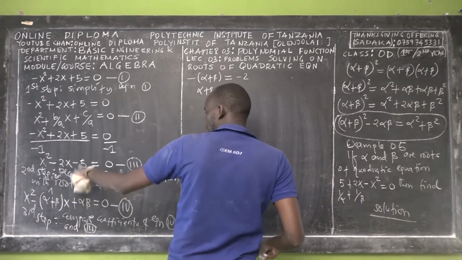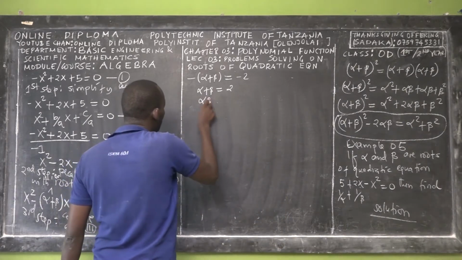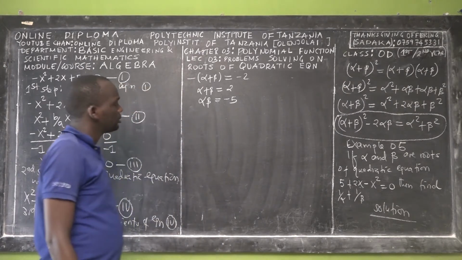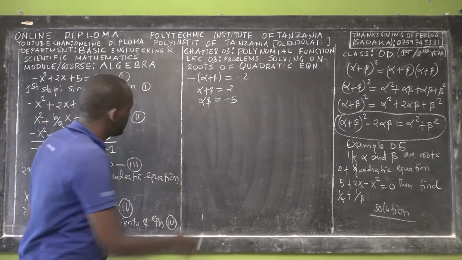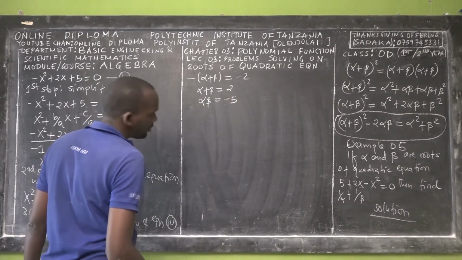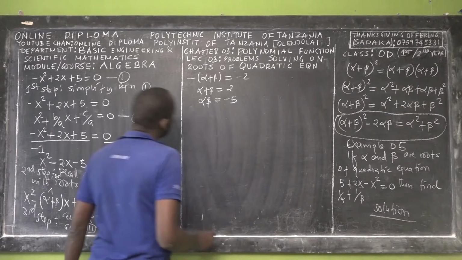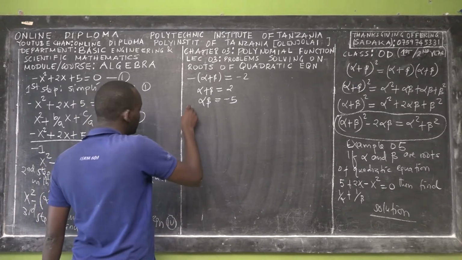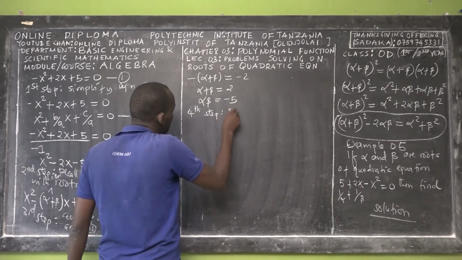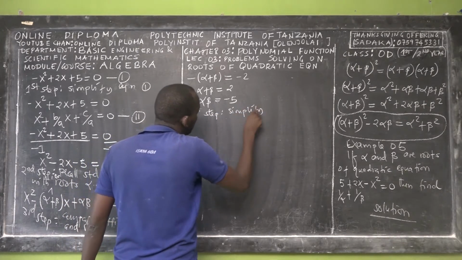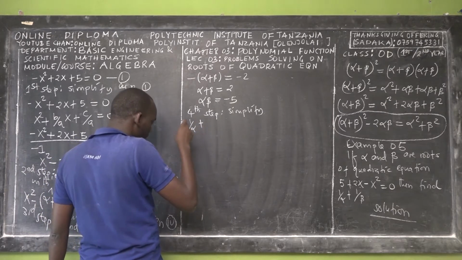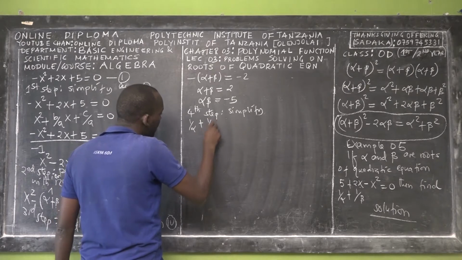Then if you compare products of the roots, alpha times beta is equal to negative 5. So those are the values: this is the sum of the roots and this is the product of the roots. But we've been asked to find the value of this one. So we go for the first step. Let us simplify the given expression, which is 1 over alpha plus 1 over beta.